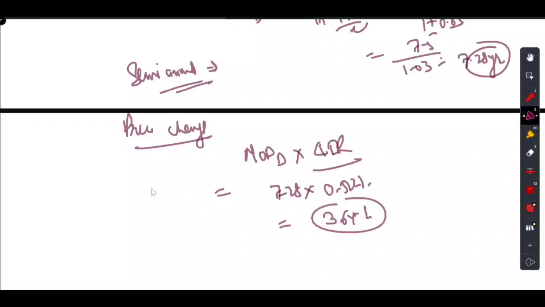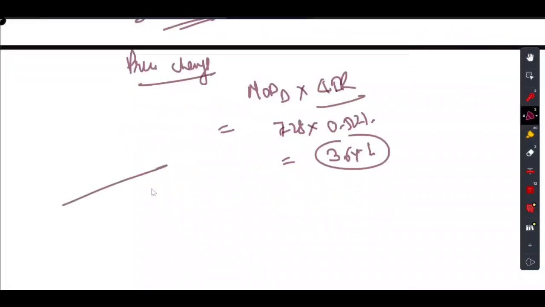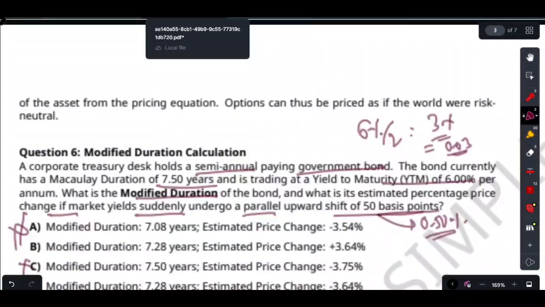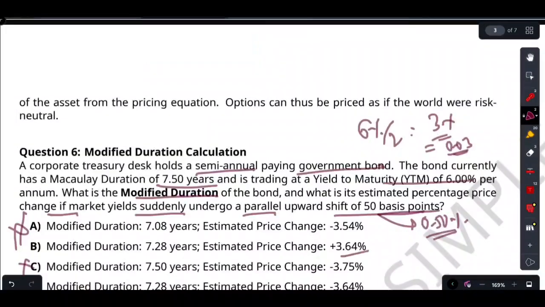But remember the seesaw. Do you remember the seesaw? I told you. On one side of the seesaw there is your price, on the other side there is the interest rate. Interest rate is increasing, so price will go down. So interest rate went up, the price must go down, so the change is negative. So this is minus 3.64 percent. This eliminates option B, I think. Yes, it says plus 3.64. This is wrong.